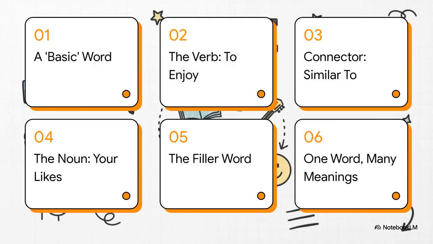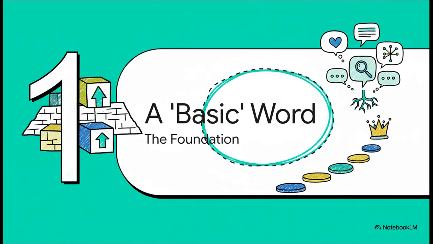So here's our game plan. We'll start by digging into why it's considered basic. Then we're going to peel back the layers and look at its different jobs as a verb, a connector, and a noun. And yeah, we'll even get into its most controversial role as a filler word before we put all the pieces back together. Okay, so what is this basic English 850 list anyway?